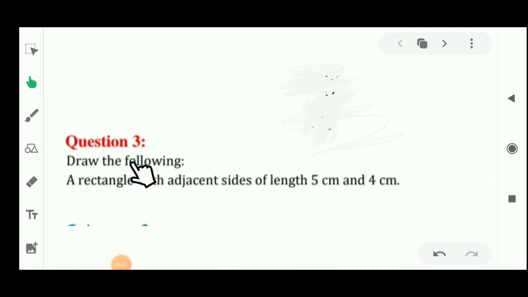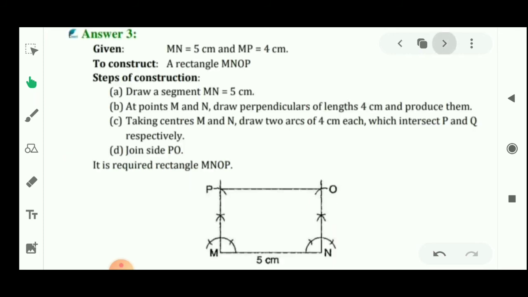Now students, let's see question number 3. Draw the following. A rectangle with adjacent sides of length 5 cm and 4 cm. As you know, in a rectangle the lengths are equal and the breadths are equal, and each angle measures 90 degrees. Let's see the solution of the given question.